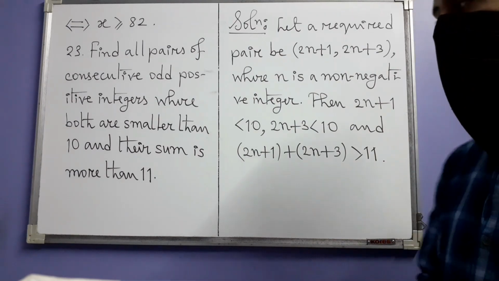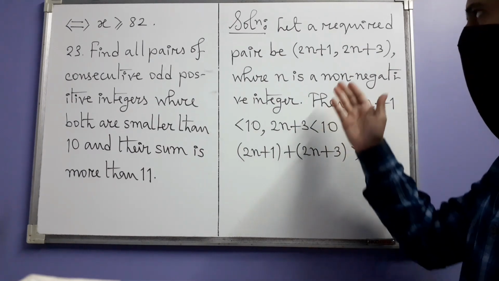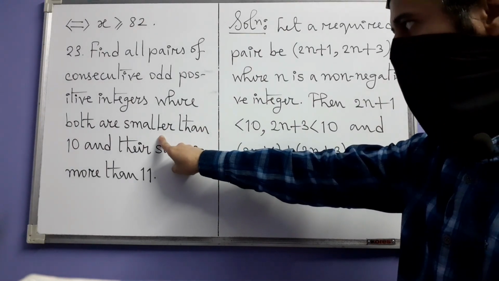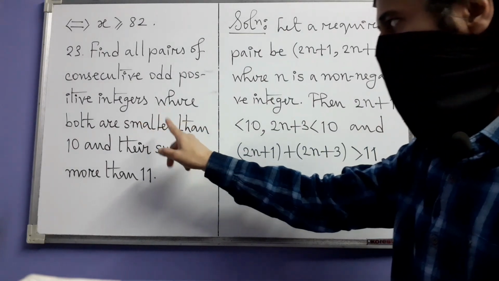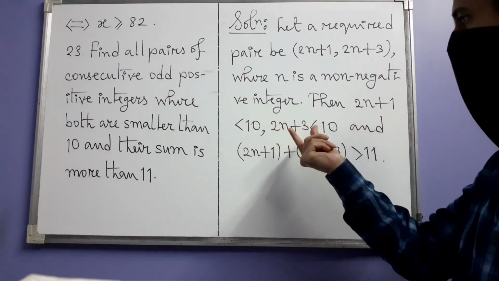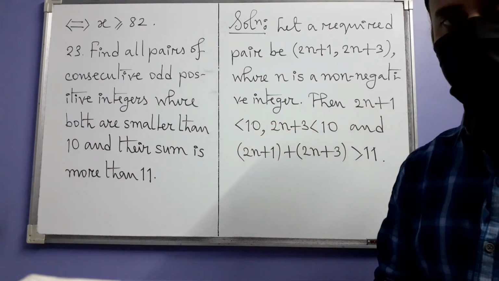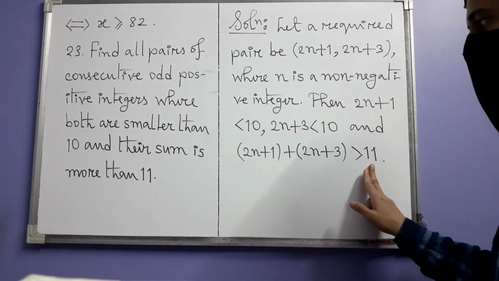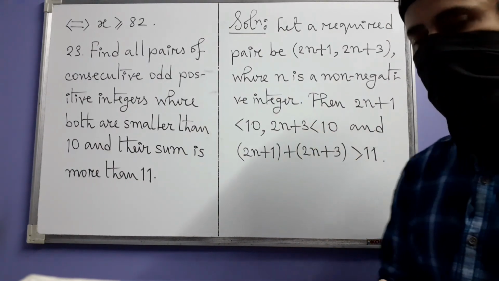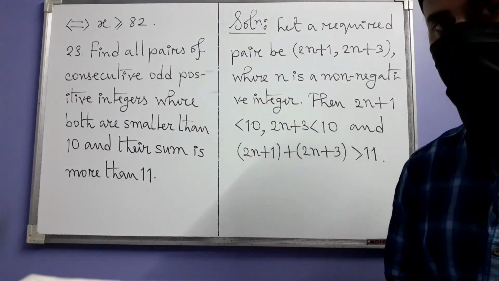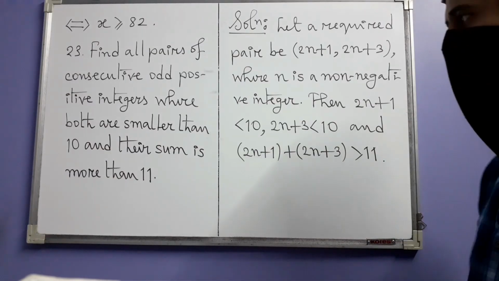The pattern goes. So if this is such a pair, then what other conditions are imposed on this? That both the numbers have to be smaller than 10. That is, 2n plus 1 is less than 10 and 2n plus 3 is also less than 10. And also their sum is more than 11. Now we have to solve these inequalities and find what the pair is, or maybe there are more pairs, we have to find all of them.